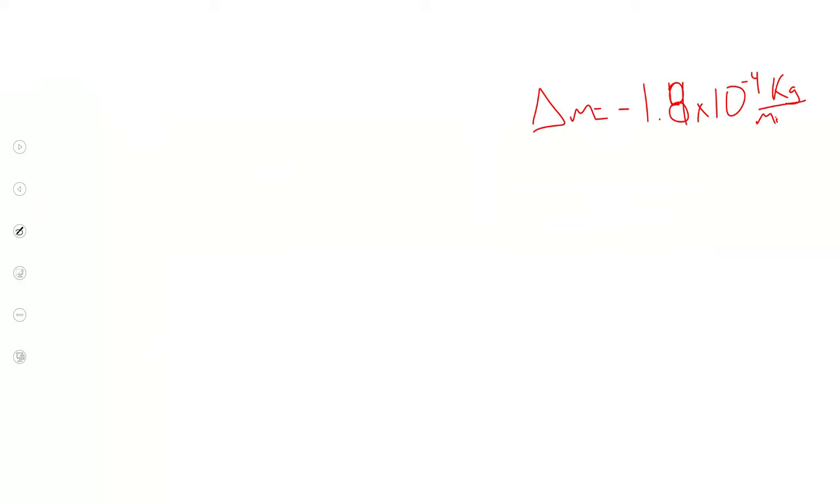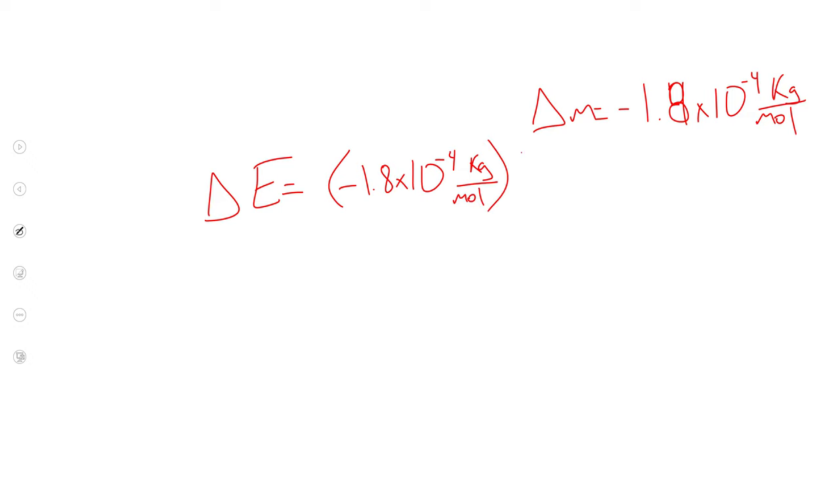Kilograms. So if we want delta E, negative 1.8 times 10 to the minus 4 kilograms per mole times 3.0 times 10 to the positive 8 meters per second, squared. I did the math in my head wrong on the other one, I just did 3, squared the exponent, and I didn't square the coefficient on the speed of light. But it doesn't matter. We'll get it right here. This will be 9 times 10 to the 16 times 1.8 times 10 to the minus 4.